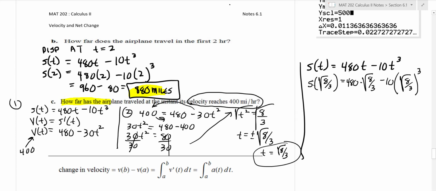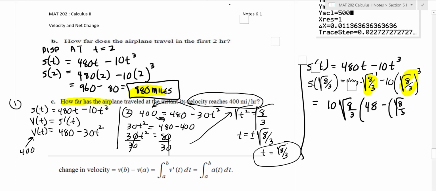Okay, I just thought of something. I paused for a minute. I think you could work this out directly, but what would be better is to factor. I think this is easier to work out if you take out common factors. The common factor between 10 and 480 is 10. Your common factor here is root 8/3, to the first and the third, so you just take this out. You would end up with 48 minus the square root of 8/3 to the second power. Let me write that a little bit neater.